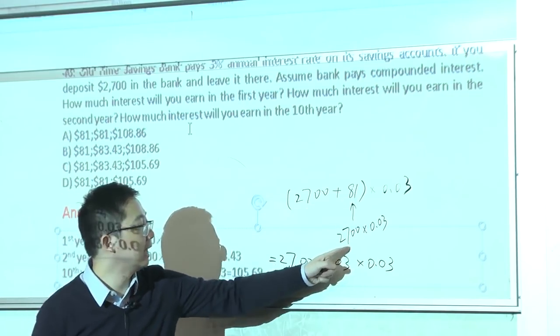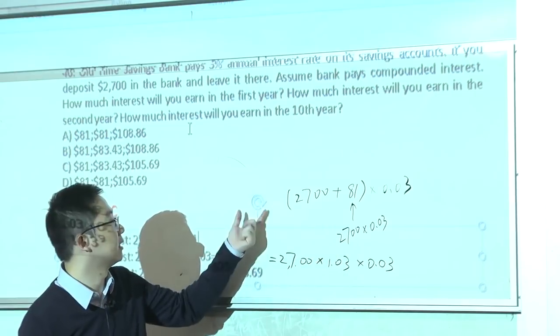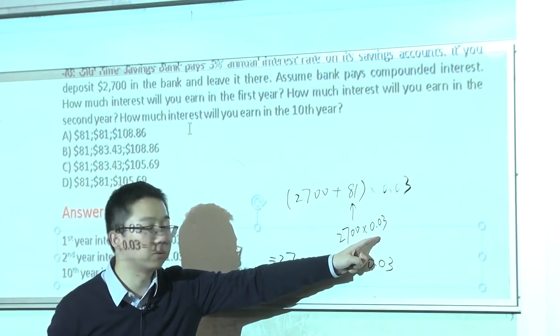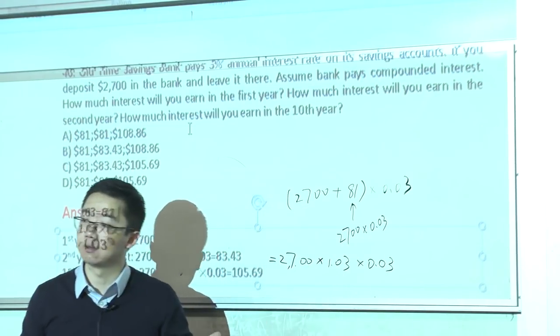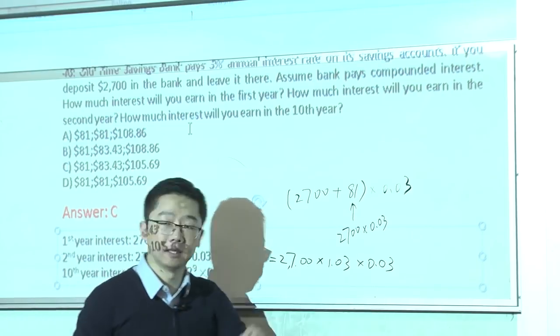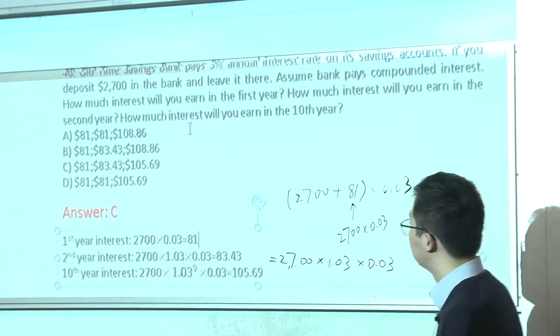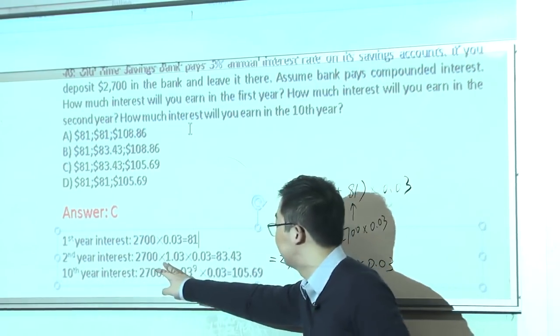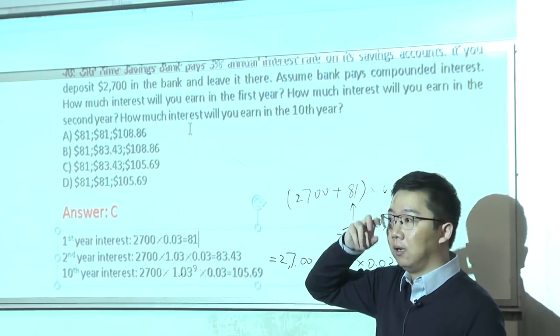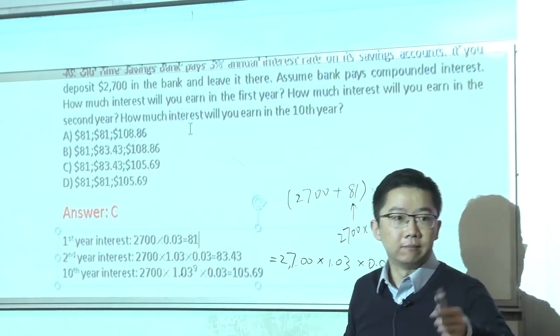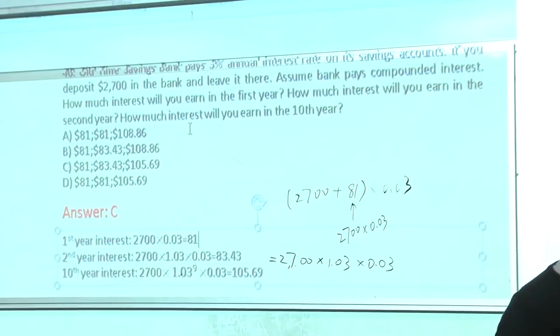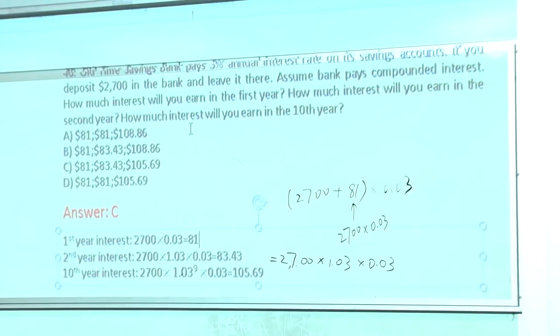81 is equal to that, and we pull the 2,700 out of parentheses. So 1 plus 0.03, which is 1.03, multiplied by 0.03, right? Exactly that. Okay, yeah. Would this PowerPoint with the solutions be accessible? Yes. Yeah. All right.